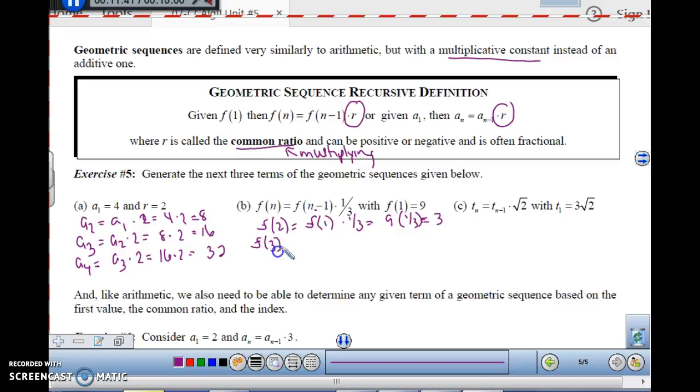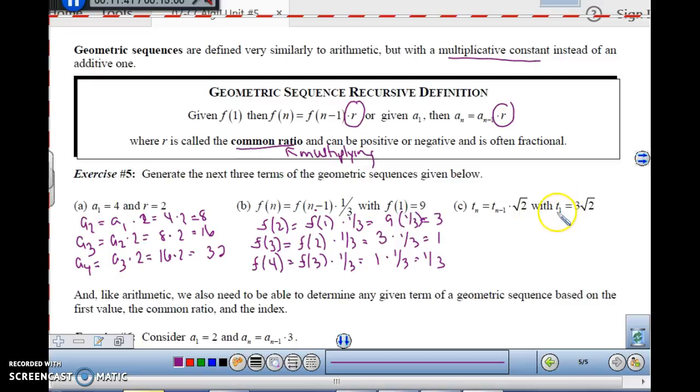All right, f of 3, the third term of the sequence, would be the previous term that you're on. This is the third, so we need the second term times a third. So the previous term is 3, times a third is 1. And f of 4 is going to equal the previous third term times a third. So it's 1 times a third, which is a third. Okay, so you can see the only difference is you're going to be multiplying instead of adding.